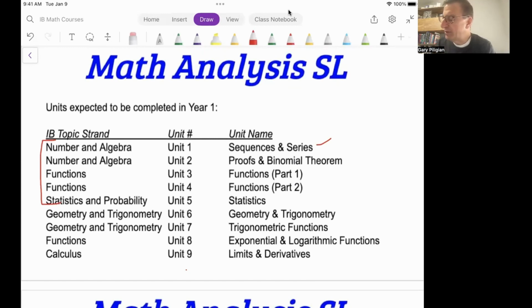So we'll start with a unit on sequences and series, then we'll move to a unit on deductive proof, and then the binomial theorem, which is a foundational topic for probability. Then you will do 2 units on functions. That will feel a lot like grade 10, and 1 unit on descriptive statistics, which will feel a lot like grade 9. That should be about the end of the first semester.